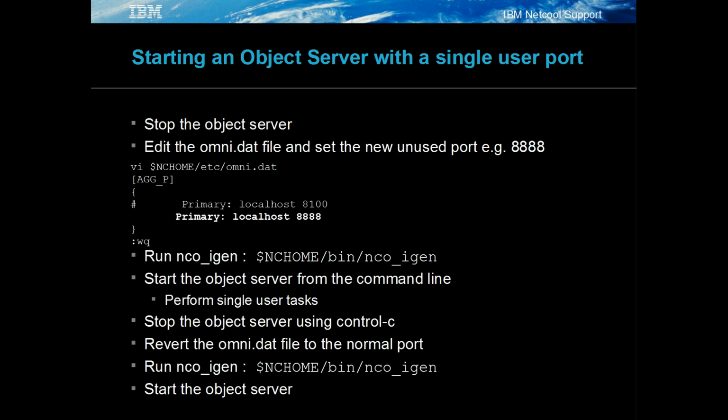Single user mode is when the object server's port is set to a port that none of the clients can connect to. This is done by setting the port for the object server in omni.dat to a port none of the clients use. To revert the object server to normal usage, set the object server's port back to the original setting. Remember to run nco_igen after updating omni.dat and to restart the object server process.